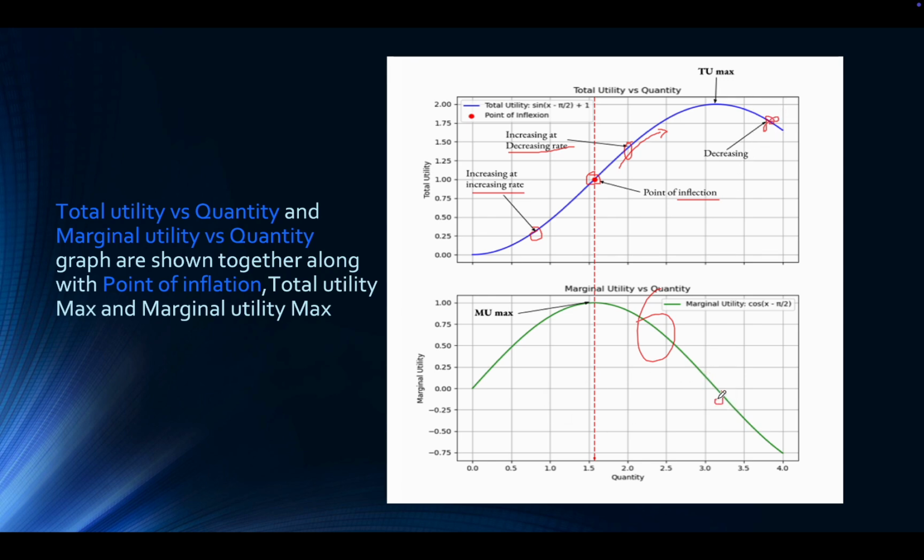I am currently using my hands, so the points will not be exact. So the marginal utility is exactly 0 at this point. I have shown it a little down. So it is almost the same graph.